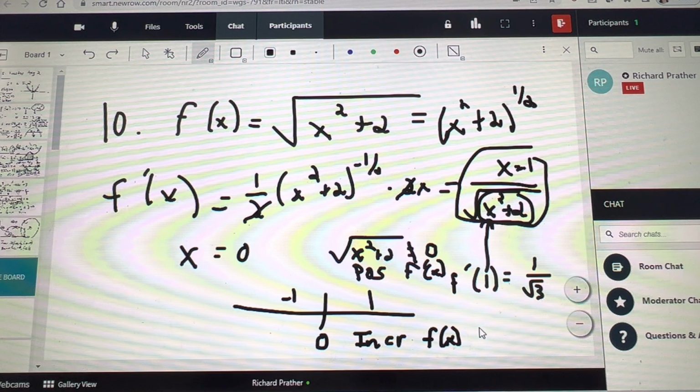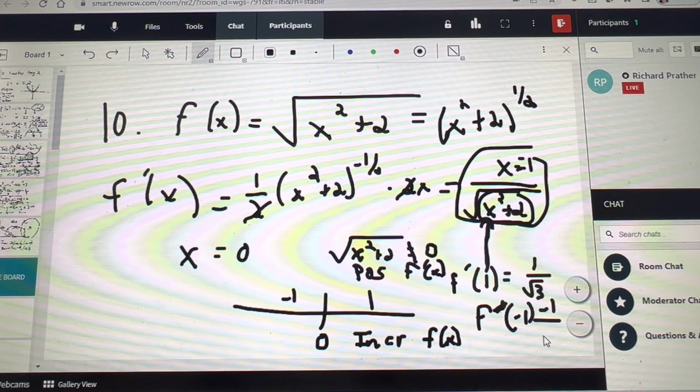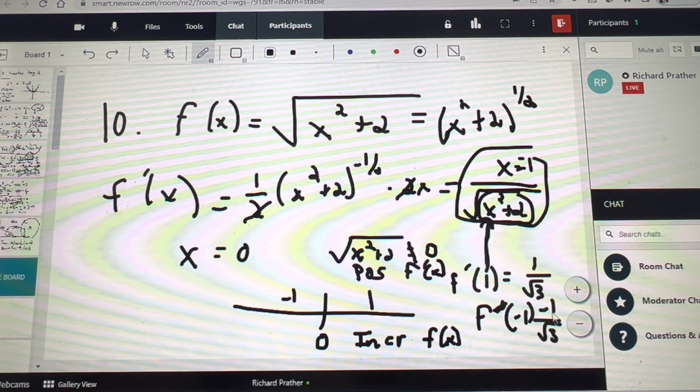And if I do f prime of -1, oops, I wrote that wrong. F prime of -1, the top would be -1, but the bottom would be the same thing because -1 squared is +1, plus 2 is 3. So you get the same thing, but it's negative.